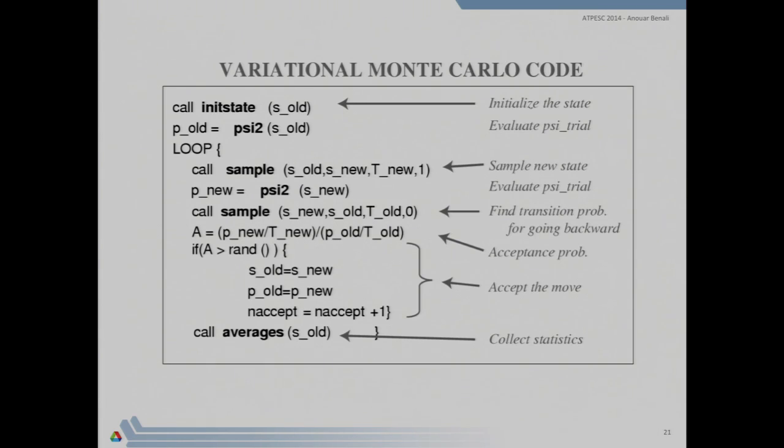For the variational Monte Carlo code, the algorithm is also more or less the same as the other one. It's just that here, when we sample, the positions are based on the density of the wave function. And we're just going to find the transition probability exactly like we did for a normal Monte Carlo. And then we compute the acceptance probability. If we accept the move, we just increment our counter. If we don't, we just reject the move, and we do the averages.